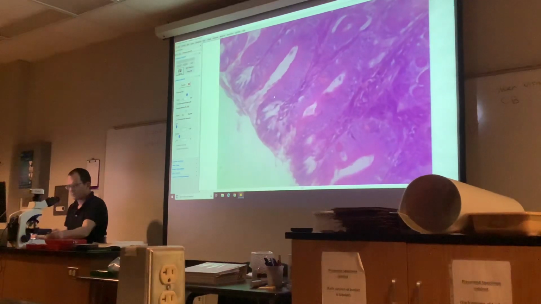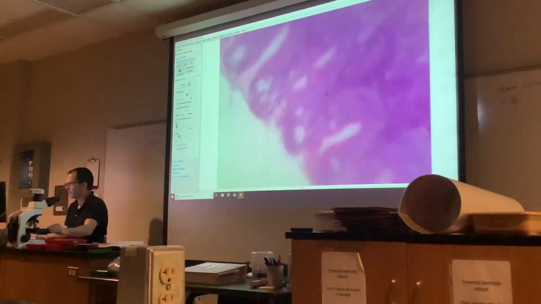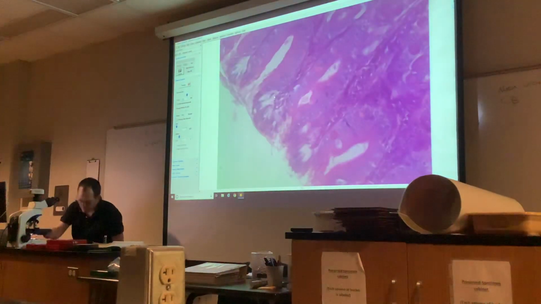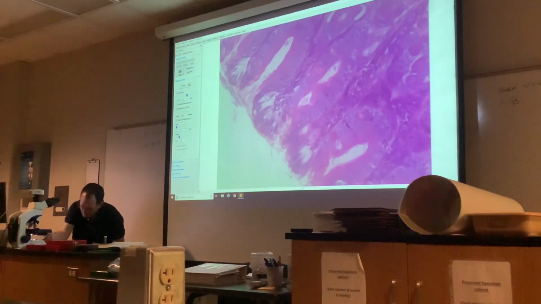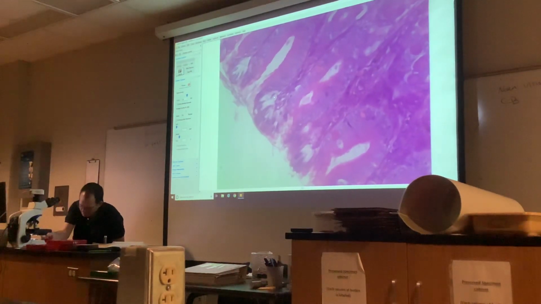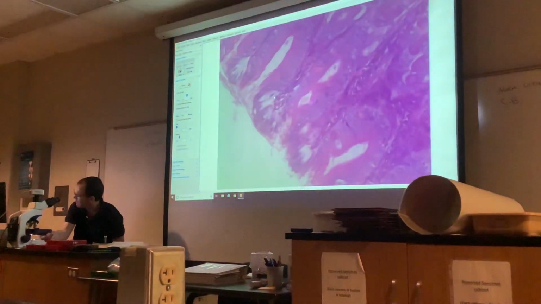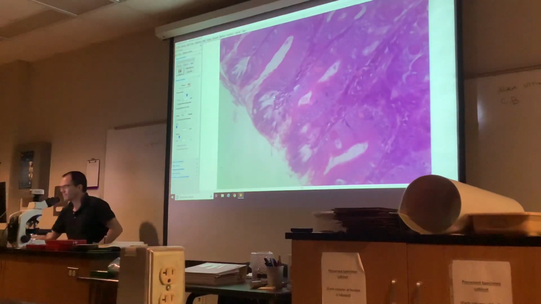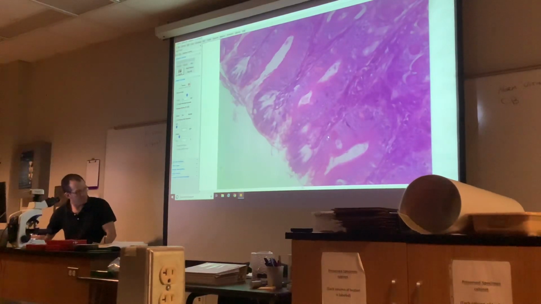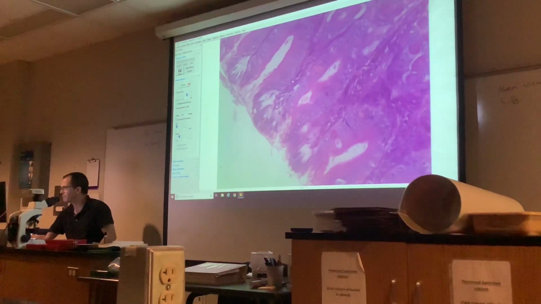I slide my slider. Slider won't slide. This newfangled machine. Whoa, there we go. Yeah, those cells look simple columnar to me. They're all one length of a cell.